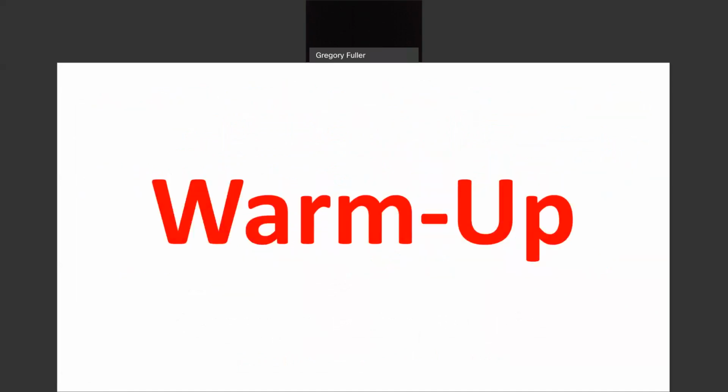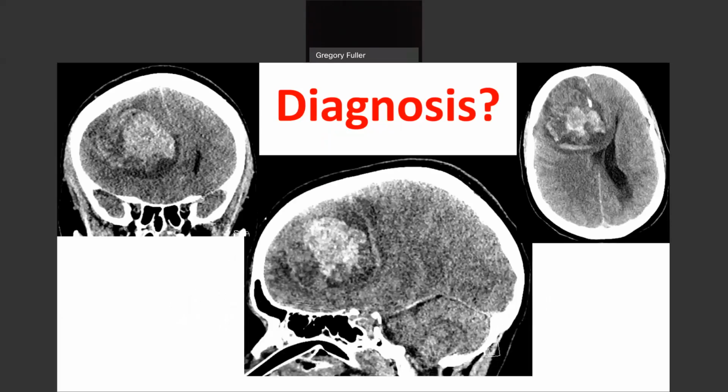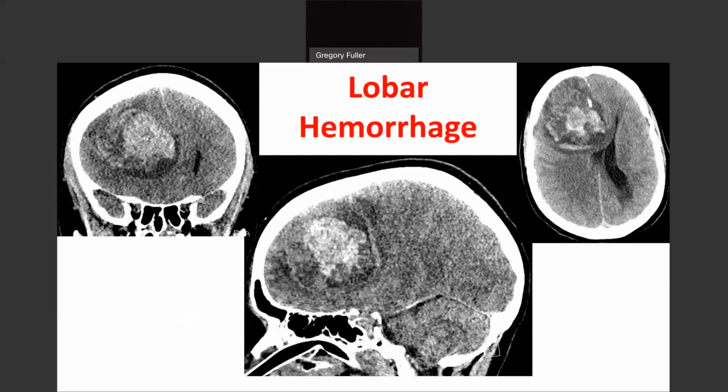We always start with a warm-up because you can't just jump right in, so let's do that. And I think for today, let's start with a CT warm-up. What is your diagnosis? I'm going to give you a few seconds to think about this and study the image in all three planes. Okay, lobar hemorrhage. Let's just go with that. I don't think you could know specifically what the etiology is, but this is what I'm looking for: a big hemorrhage in the right frontal lobe.